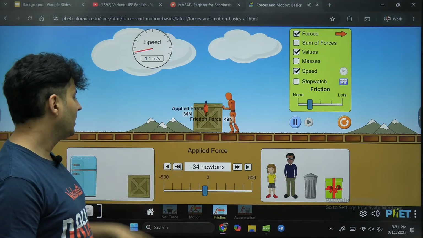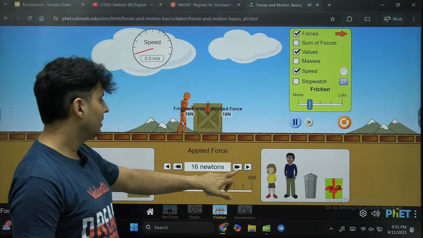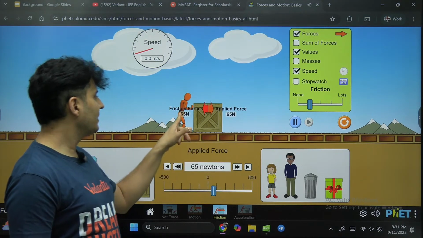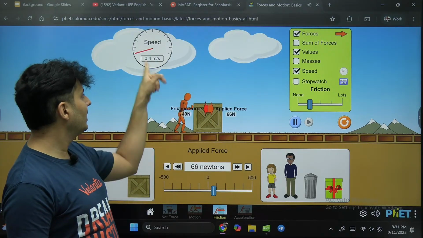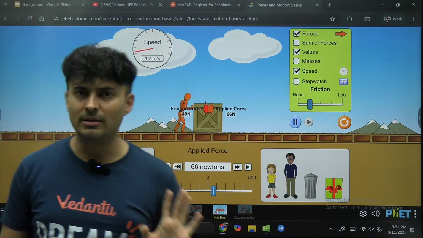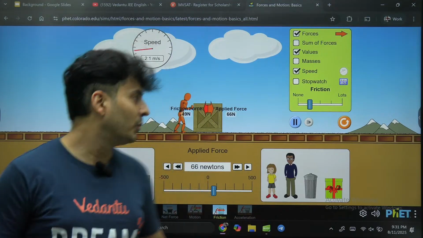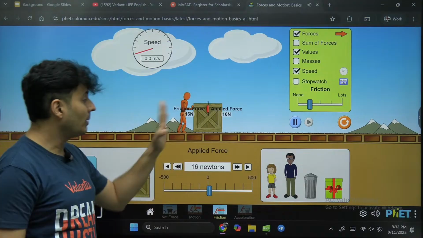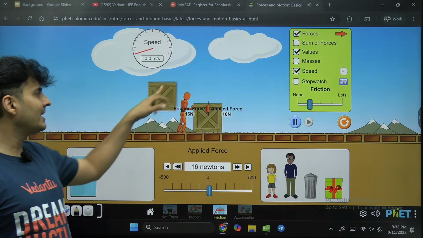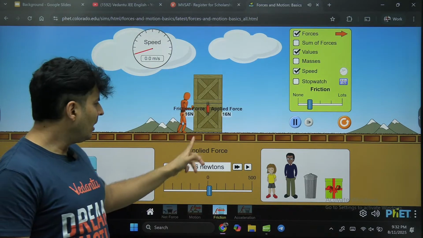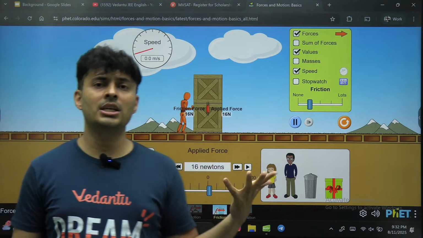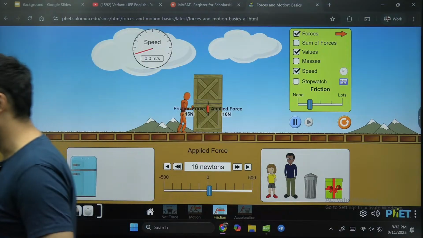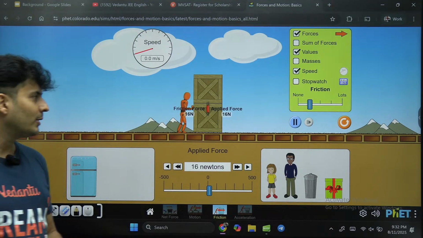Those of you who missed it, I'll show it again. Look at it. 65 Newton not moving. 66 Newton began to move. So 65 Newton was the limit. Now observe what I will do. I will stop it. It's not yet moving. I'll keep exactly one more box on it. Now tell me, will that limiting friction change or not? Answer in the chat box. Yes or no? Think carefully.